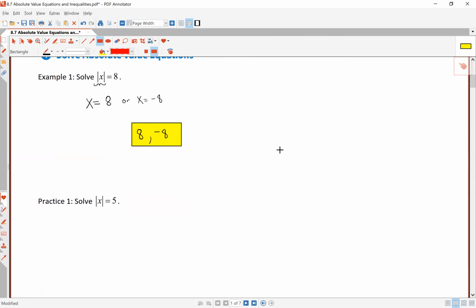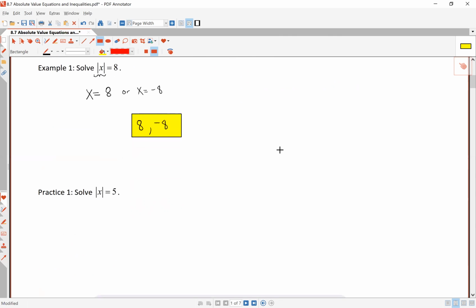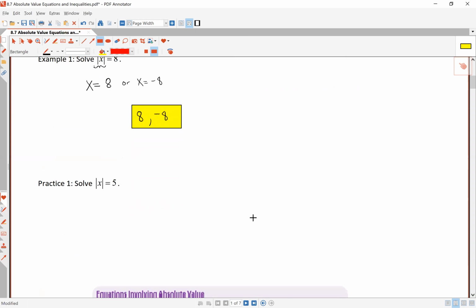This leads me to your practice problem. Practice 1, I encourage you to press pause in your video and work this out and press play again when you're ready to see the solution. Now that you've had your chance to work this out, I'll work this out with you.